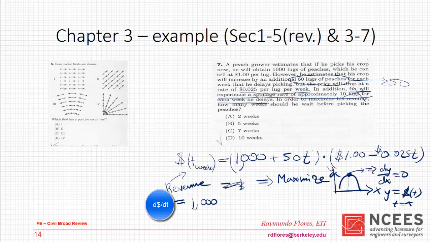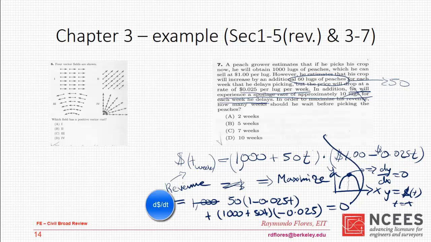Well, you could also just take the derivative. So let's take the derivative. We could use a product rule here. So let's use a product rule. We get 50 times 1 minus 0.025 t, and then plus 1,000 plus 50 t times minus 0.025, because we're using the product rule. So set that equal to 0.